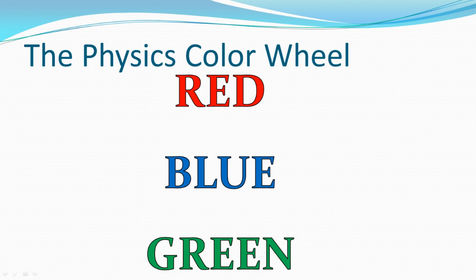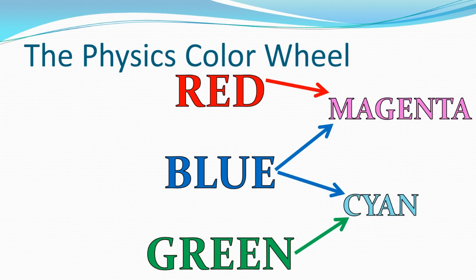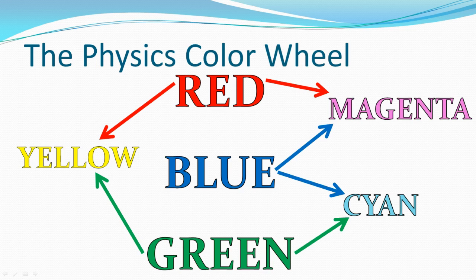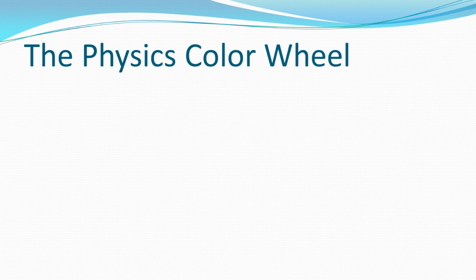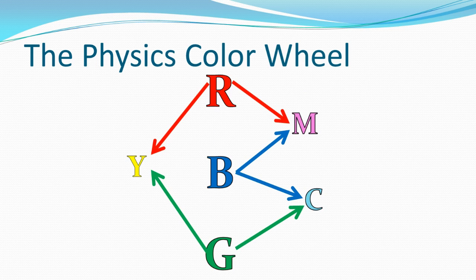If I combine red and blue, I get magenta. This is my first primary color of pigment or paint. If I combine blue and green, I get cyan. If I combine my only other combination, red and green, I get yellow. This is really just a re-envisioning of how we look at the light color wheel. You can rewrite it just by the letters of each of the different colors. So we'd start by R and B make M, B and G make C, R and G make Y.